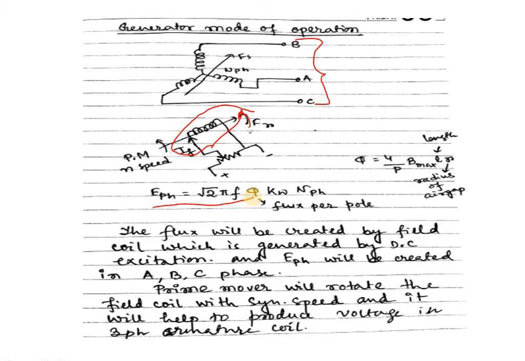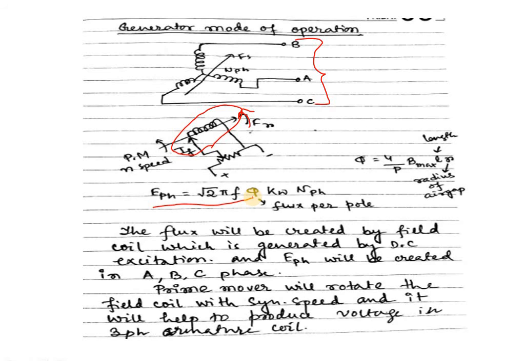The flux will be created by the field coil, which is generated by DC excitation, and EPH will be created by ABC, that means 3-phase. So the flux in the field coil will be created by DC, and the EMF will be created because of the 3-phase ABC supply. Now the prime mover will rotate the field coil at synchronous speed, and it will help to produce the voltage in the 3-phase armature coil.